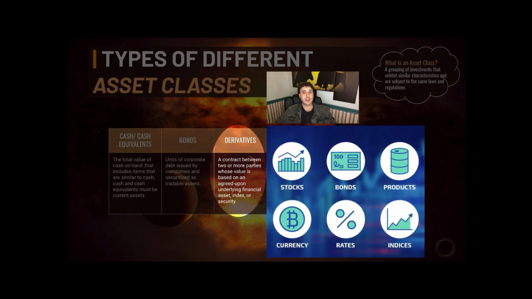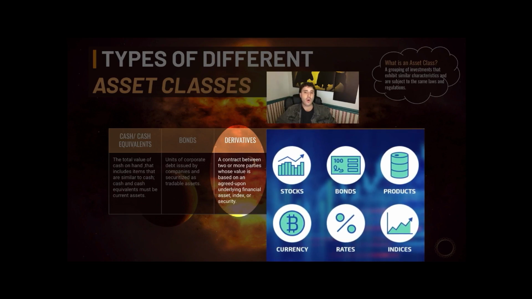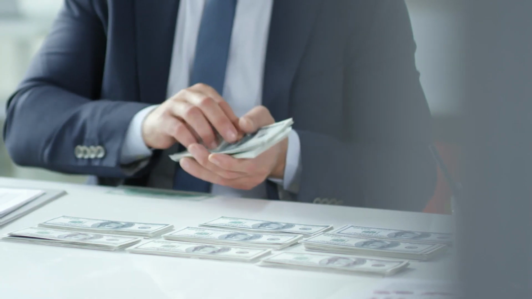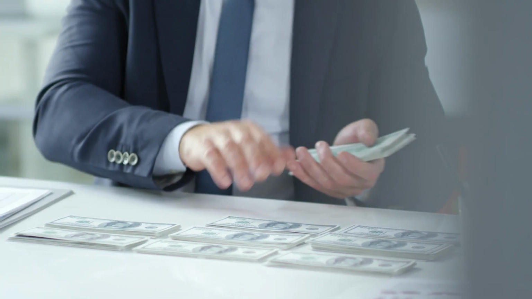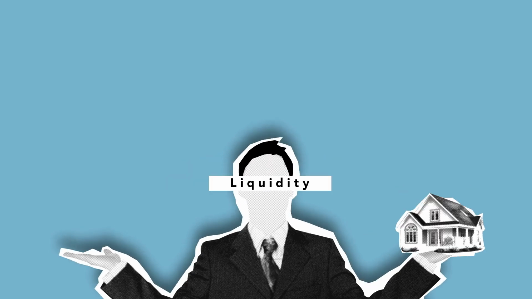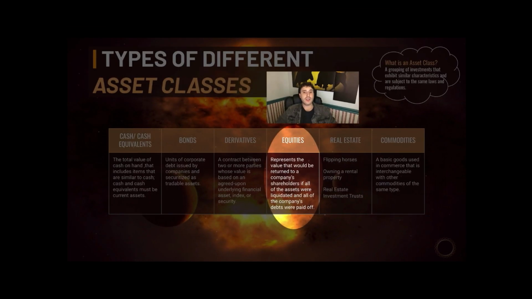Derivatives can be used to either mitigate risk by hedging or assume risk with the expectation of a reward, so speculation. It's basically a financial instrument that derives its value off of something else. So equities would represent the value that would be returned to a company's shareholders if all the assets were liquidated and all of the company's debts were paid off. So we can also think of equity as a degree of residual ownership in a firm or an asset after subtracting all debts associated with that asset.